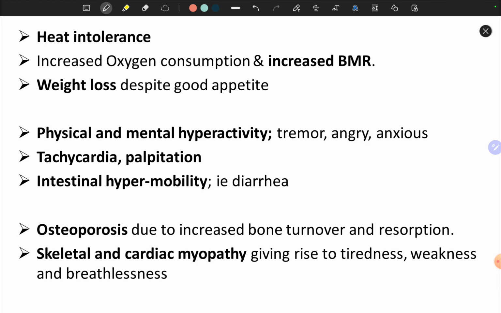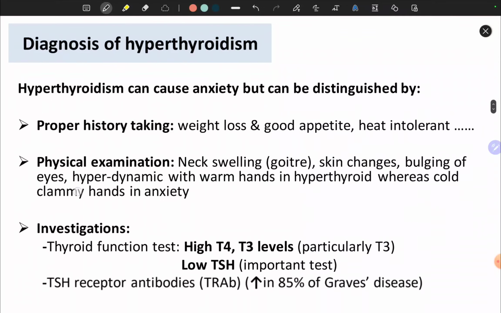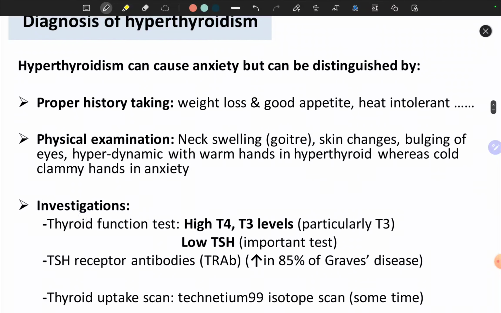Thyrotoxicosis is very obvious. Diagnosis of hyperthyroidism. Hyperthyroidism can cause anxiety, but can be distinguished by proper history.